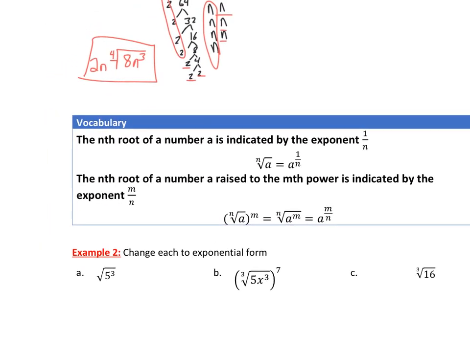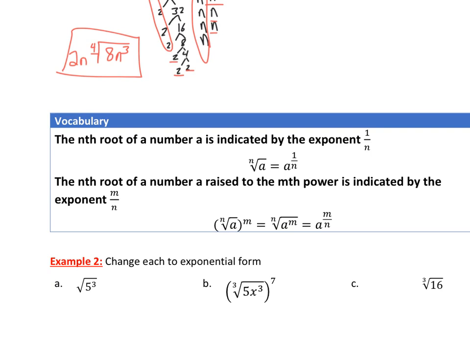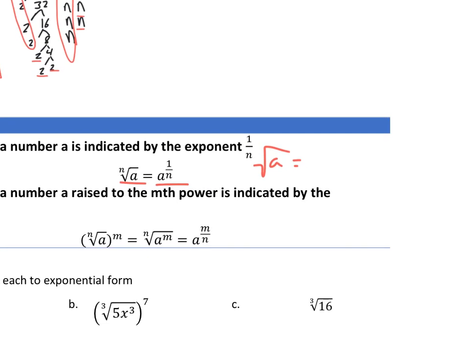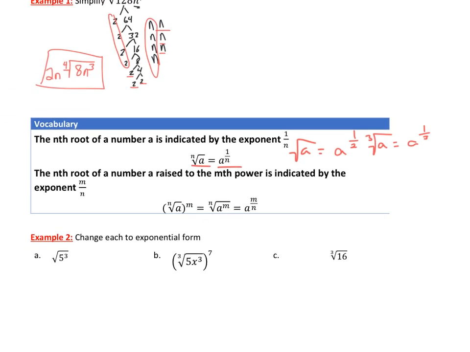Today, though, our focus is on rational exponents. A radical can be rewritten as a fractional or rational exponent. So the nth root of a can be written as a to the 1/nth, or the square root of a can be written as a to the 1/2, because the index is 2. The cubed root of a can be written as a to the 1/3, because the index is 3.